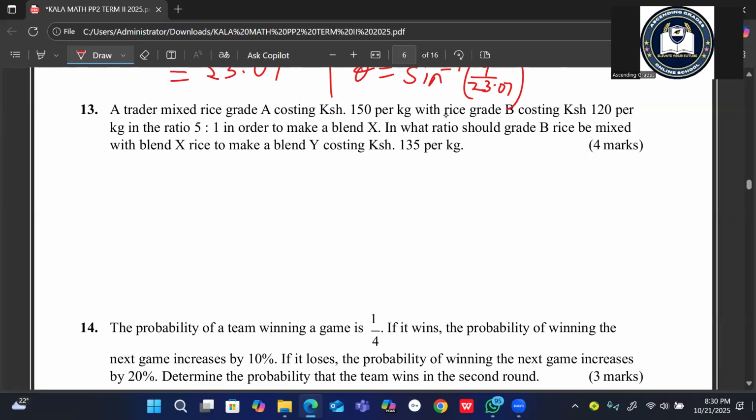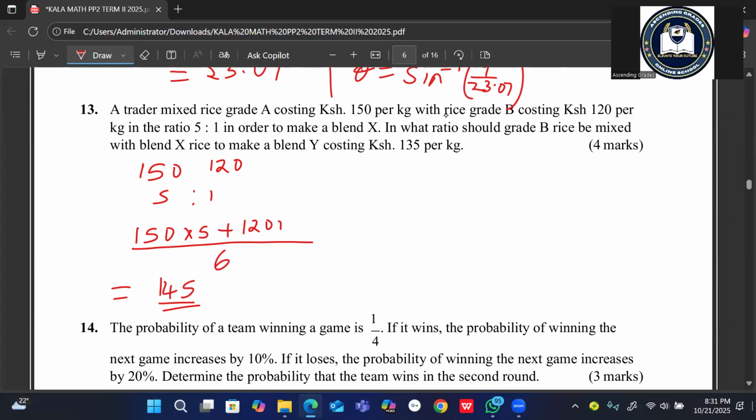We are told that grade A costs 150 per kg and he mixed it in the ratio 5:1. So 150 and 120. We multiply 150 times 5, then 120 times 1, then we divide by the total ratio, that is 5 plus 1, which gives us 6. So that one gives us 145. So it means that the cost of the blend is 145 shillings.